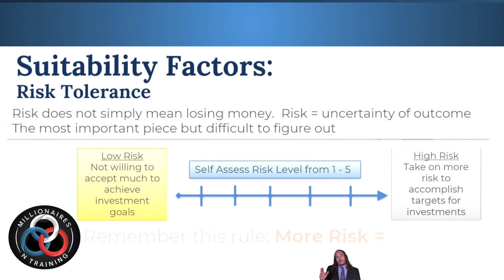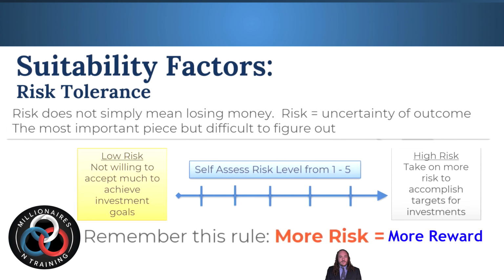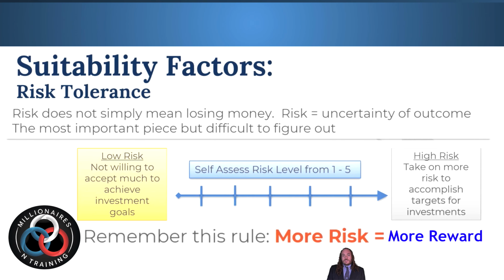So what amount of risk tolerance? Remember, just because the investor says that they're aggressive doesn't necessarily mean that they really can be suitable for those if they're not willing to stay in the fund long enough. Risk really means the uncertainty of the outcome. And the most important piece is risk tolerance, but it's very difficult to figure out. When an investor has lower risk, they're not willing to accept much risk. On the high-risk side, they can take on more risk to accomplish targets for their investments.